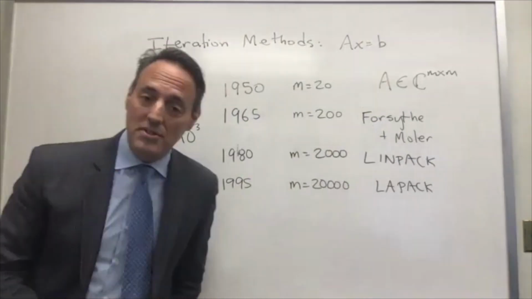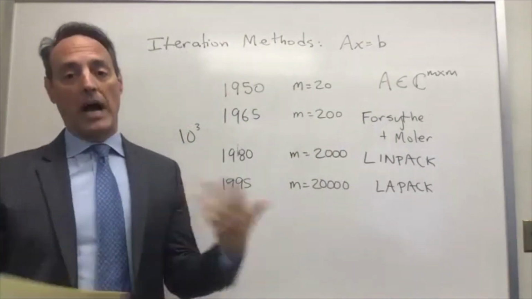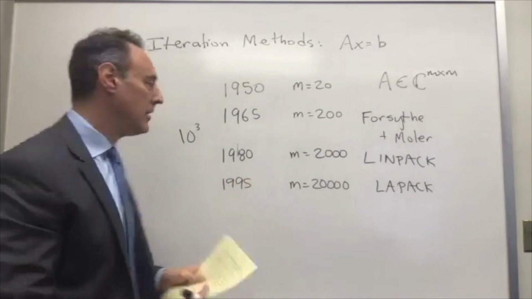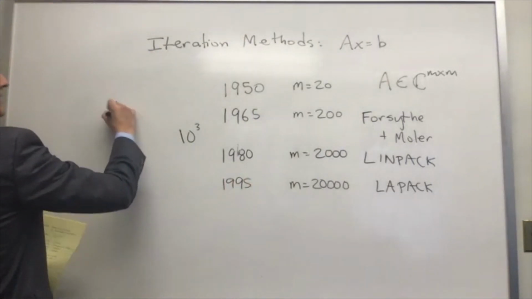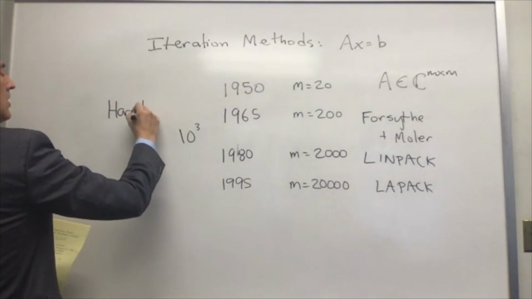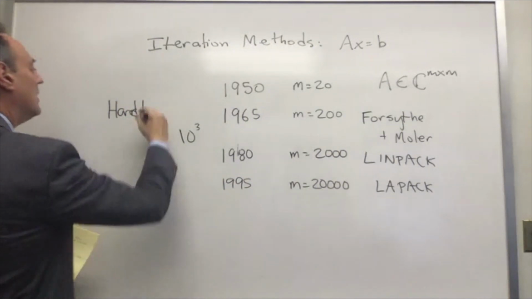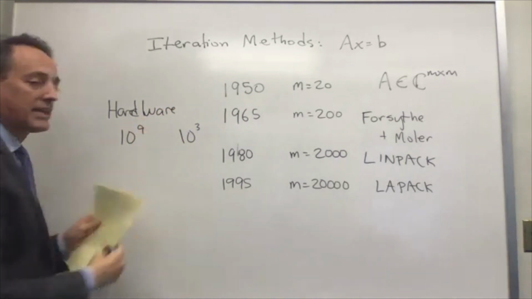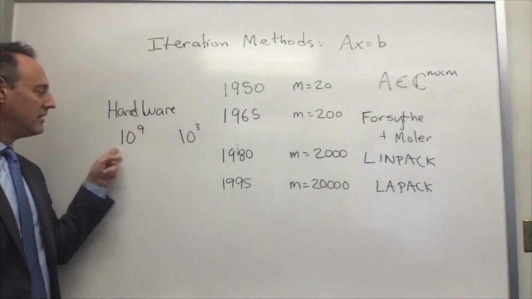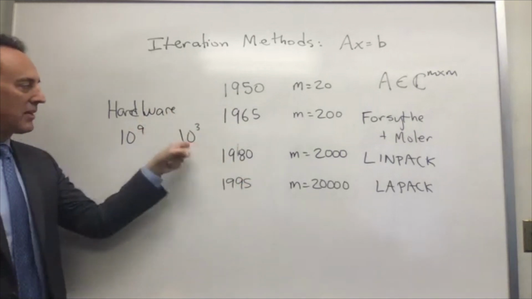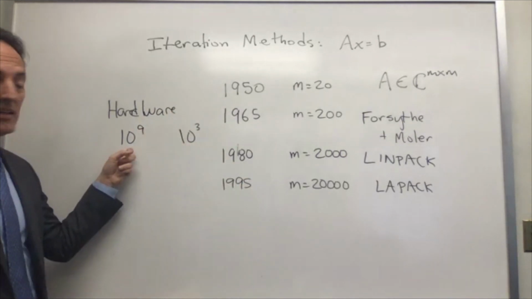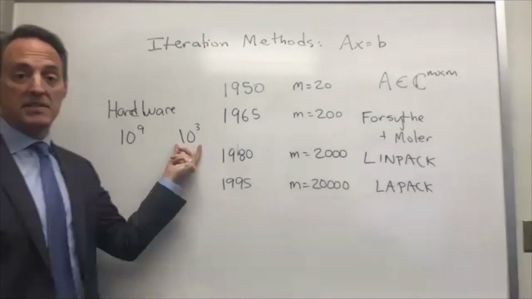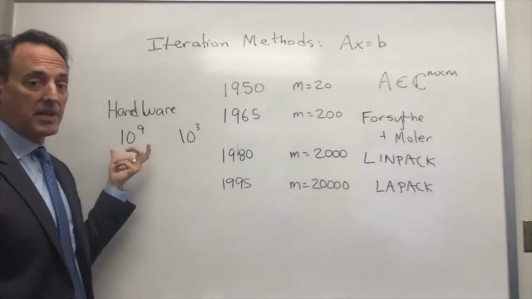Now, what's interesting is, how did hardware do? How much faster and bigger was hardware going? And on the hardware side, you got an increase of like 10 to the 9. So this got 10 to the 3 bigger in problems. This is 10 to the 9. So this is interesting. This actually only went 3 orders of magnitude. That went 9 orders of magnitude.